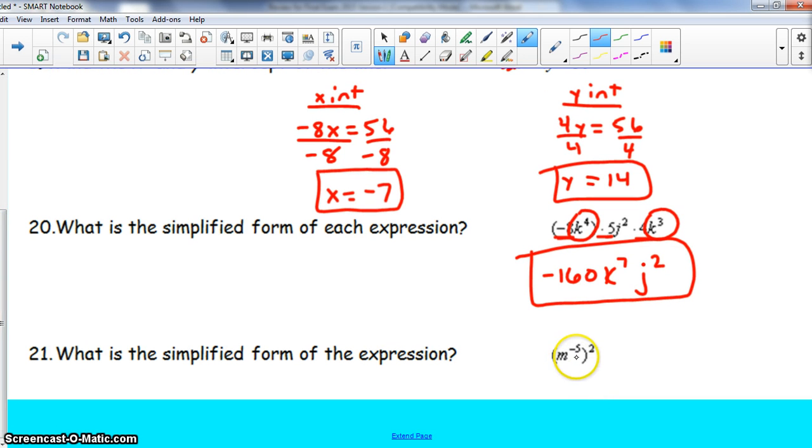21, you have an inside and an outside, so you multiply. M to the negative 10th is what you get, but you can't have a negative exponent, so it moves to the denominator, and you have to have a 1 on top.